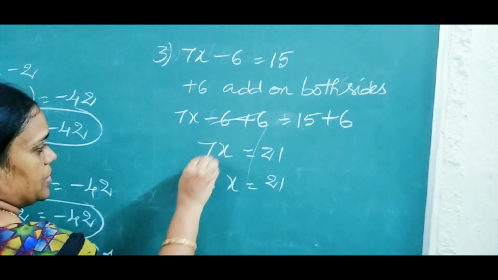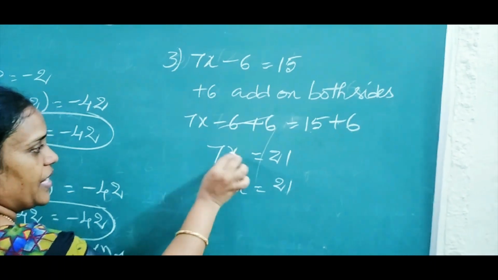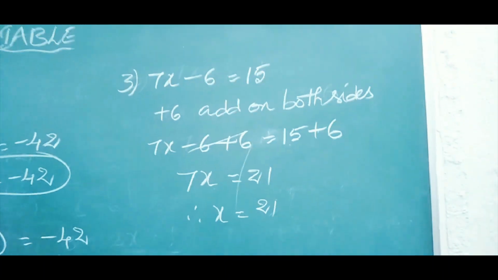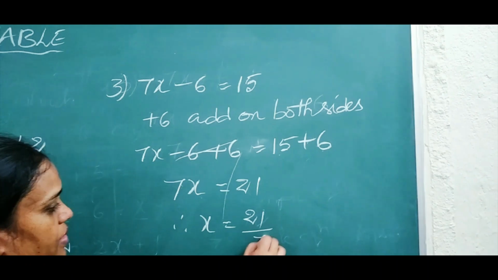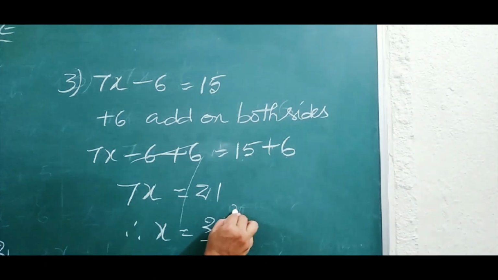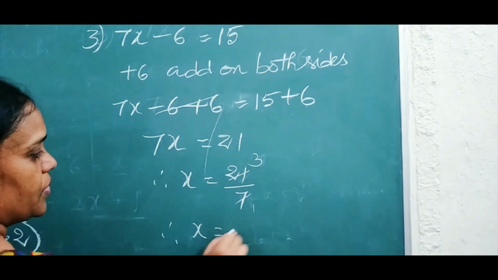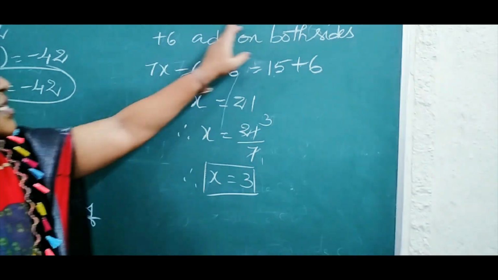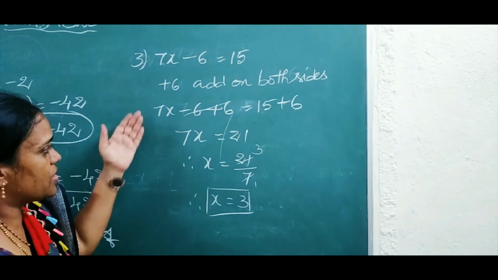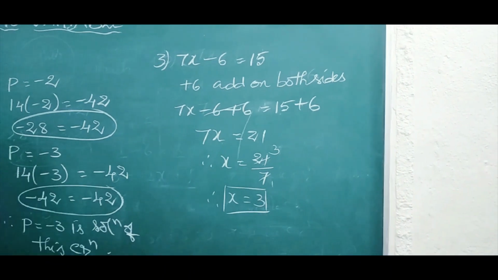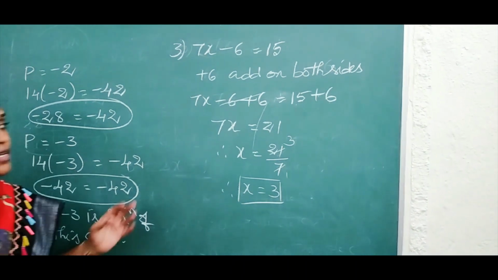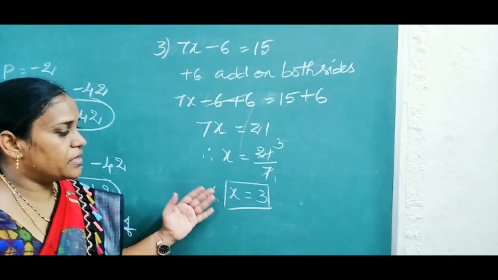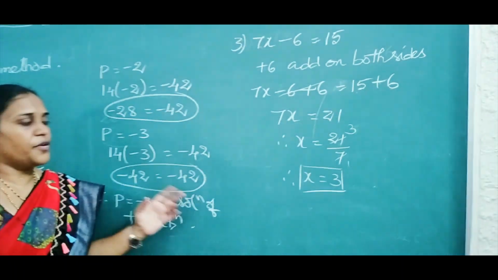Now we want the value of x. The relation between 7 and x is multiplication. Transposing to that side, we get 21 divided by 7. 7 ones are 7 and 7 threes are 21. Therefore x is equal to 3. x equal to 3 is the solution of this equation. So this method is also applicable for only some problems. Here small numbers are there, so we can do this problem, but this method is not applicable for every problem.